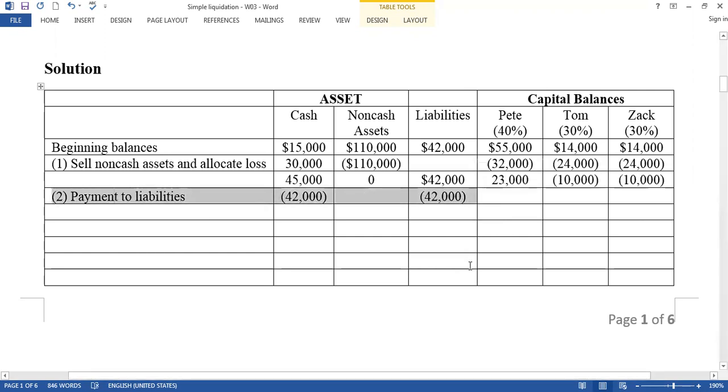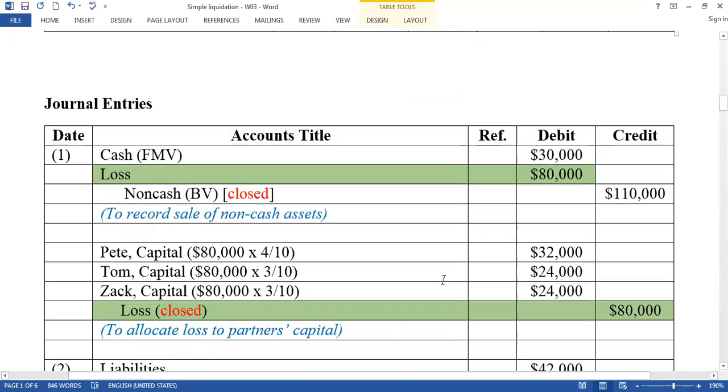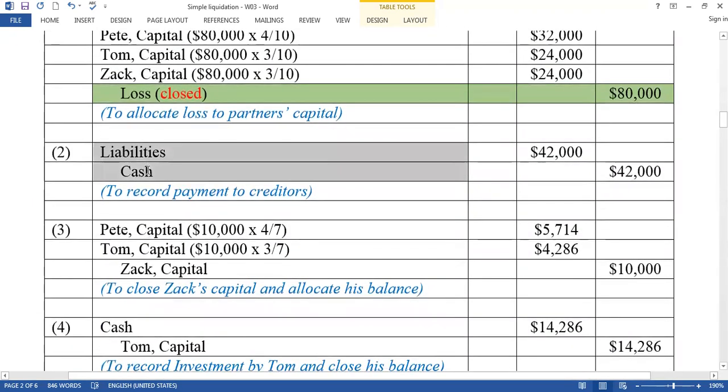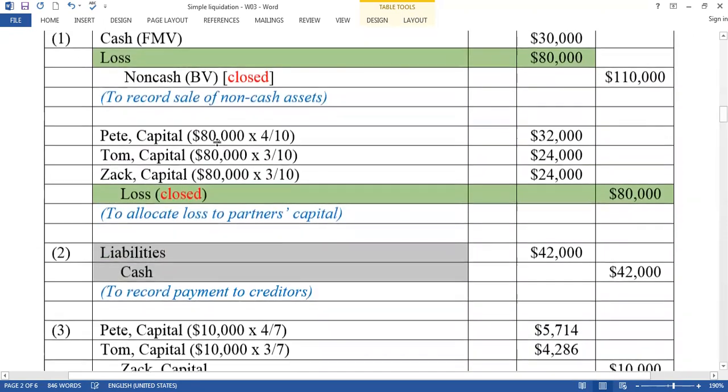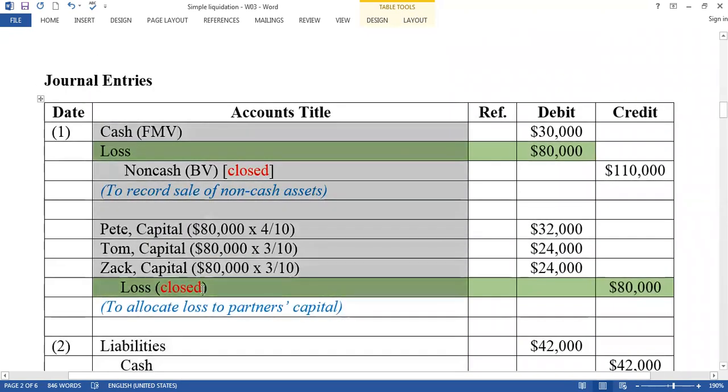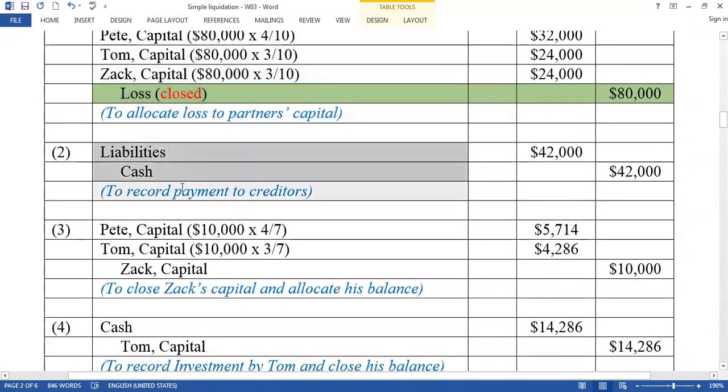We have enough cash. Now we are going to pay our liabilities. Now, what is the journal for this? Our cash decrease, cash credit, right? And our liability decrease, liabilities debit. So you, accounting student, you should know that. So this is the journal for number two. Our cash decrease, cash credit. Our liabilities decrease, liabilities debit. Right? So this is the journal for 1, and this is the journal for 2.